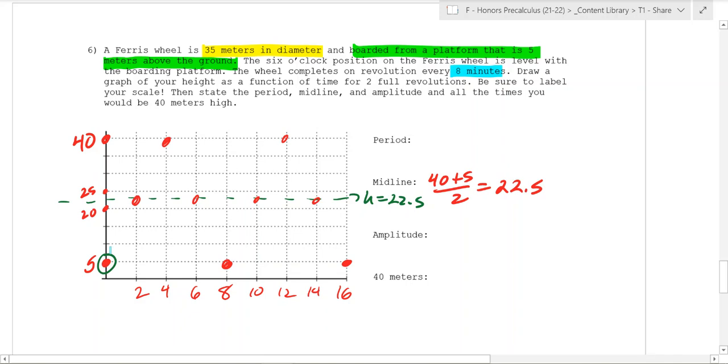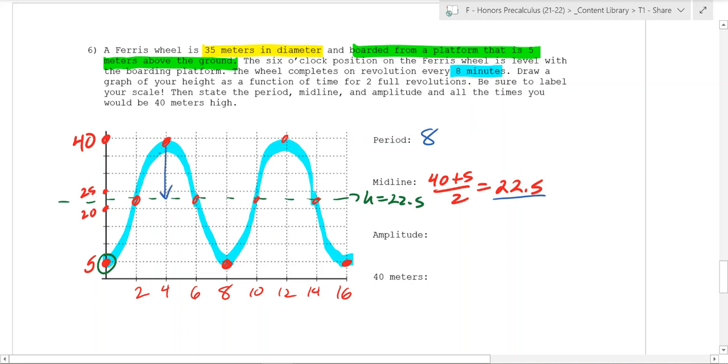Now when you graph this, it's actually just going to be this nice curve that goes up. Oh, I like the highlighter better. Makes the curves a lot nicer. It goes up, goes down, goes up. So this is the height of the person. So in this case, the period is 8, and the midline is at 22.5. The amplitude is the distance from the midline to the max height, or the min. It would be the same. So it's going to be 40 minus 22.5, which is 17.5 right there.